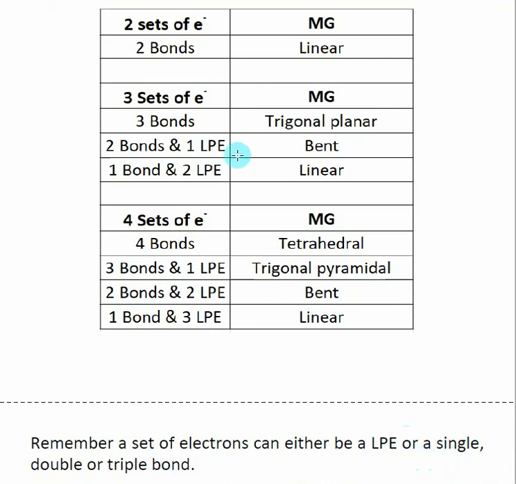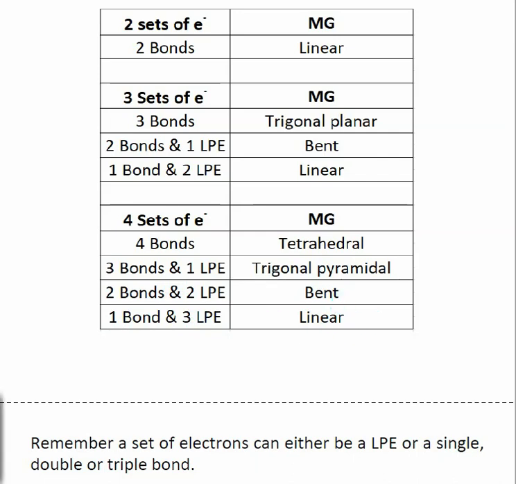With this, the geometry also depends on, are those electron groups a bond or are they lone pair electrons? So this is kind of a review, but if I have 2 bonds around my central atom, the molecular geometry is linear. 3 bonds, it's trigonal planar. If I have 2 bonds and 1 set of lone pair electrons, it's bent. 1 bond, 2 sets of lone pair electrons, it's linear. 4 sets of electrons, if they're all bonds, tetrahedral. 3 bonds, 1 set of lone pair electrons, trigonal pyramidal. 2 bonds and 2 sets of lone pair electrons, it's bent. 1 bond and 3 lone pair electrons, it's linear.